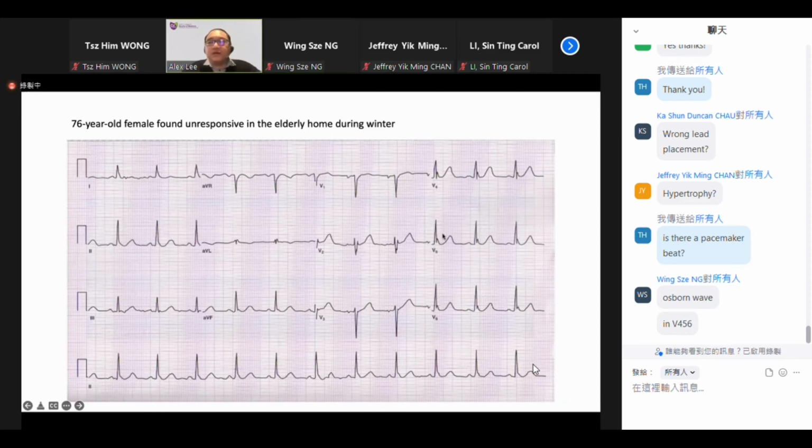Very good. So you see here at the J point, which is the end of the QRS complex, you see another wave. So sometimes it's called the J wave. The J point is where the QRS complex turns to become the ST segment, the junction. That's why it's called the J point. And if you see another small wave there, then it is called a J wave, or as Wing-Chi said, Osborne wave, and it is classical for hypothermia.